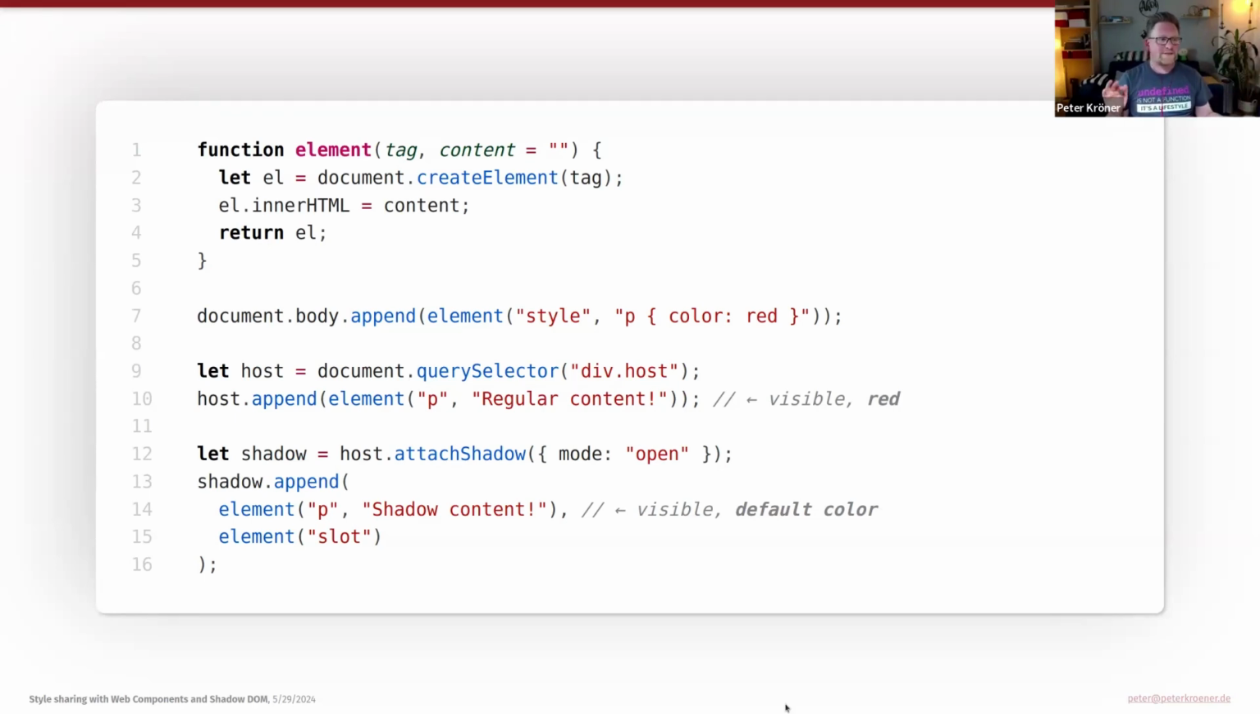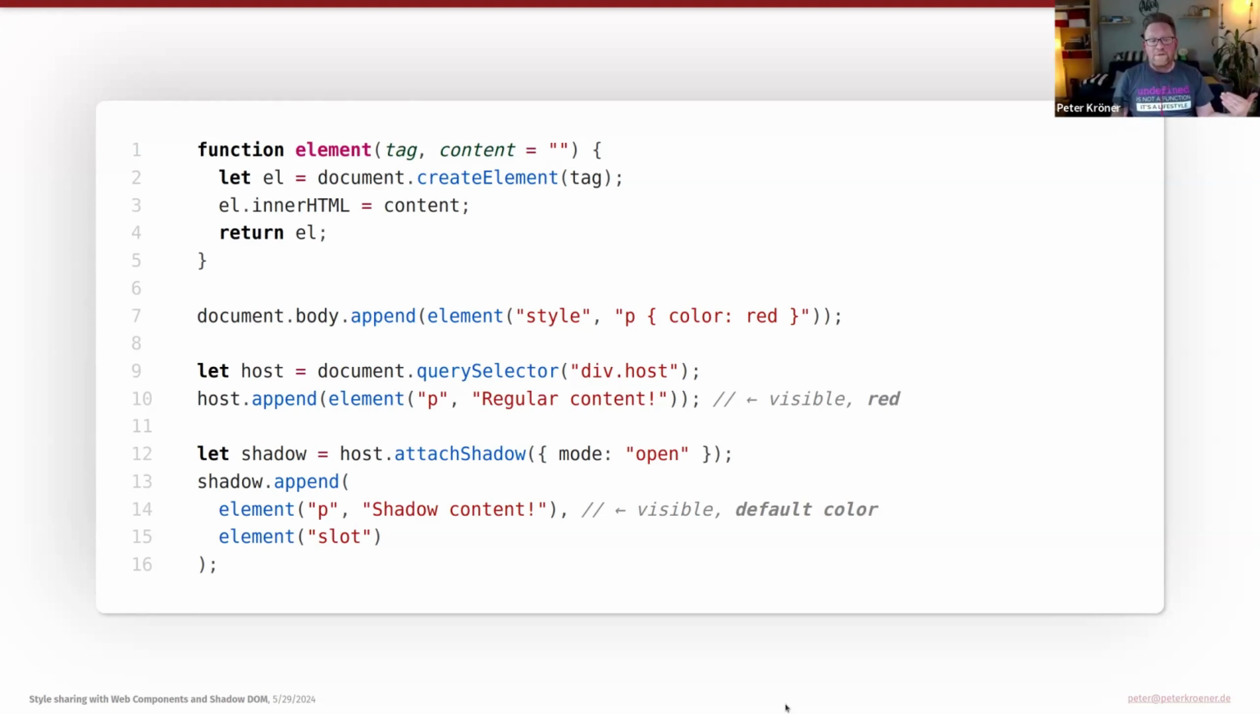So this is quite confusing if you just look at it with your eyes when it's getting rendered, because there's two p elements. They look exactly the same because they live on the same page. They inherit the same basic font style, but one is red, one is not, because one lives in the shadow tree and does not get targeted by the style that we defined in line 7.